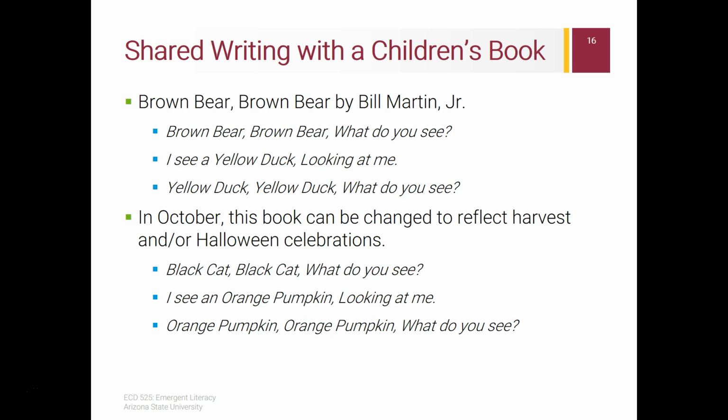The children generated things that they saw in the month of October to follow the pattern of the story, so it became black cat, what do you see? I see an orange pumpkin looking at me. Orange pumpkin, what do you see? And so on.